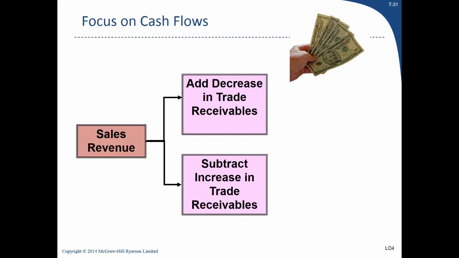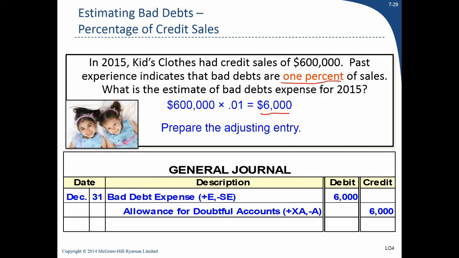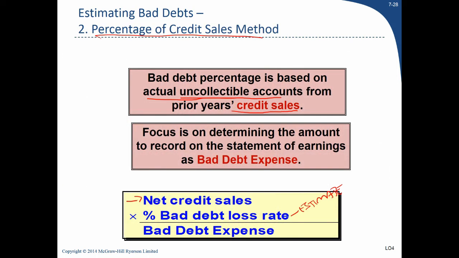So what I'll say is, you will need to know how to calculate bad debt under both methods for the midterm. Okay, so you'll need to know the percentage of credit sales method and the aging of receivables method.